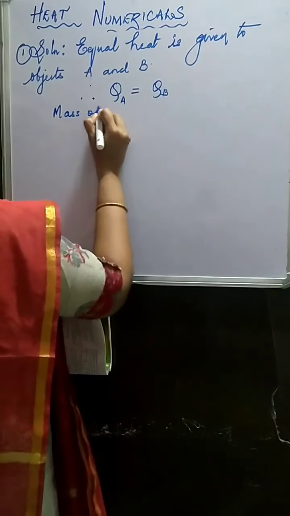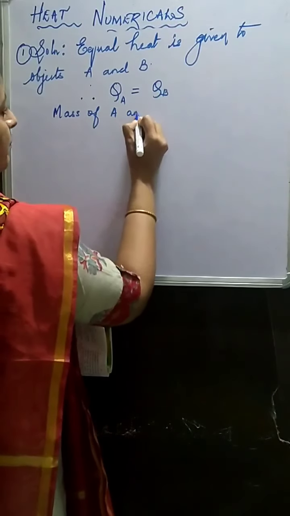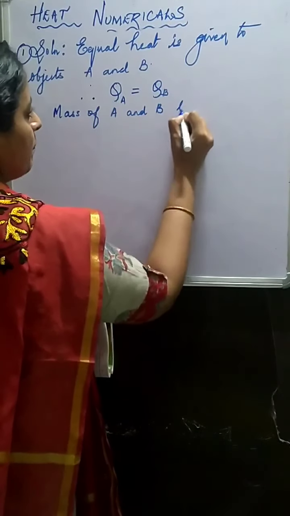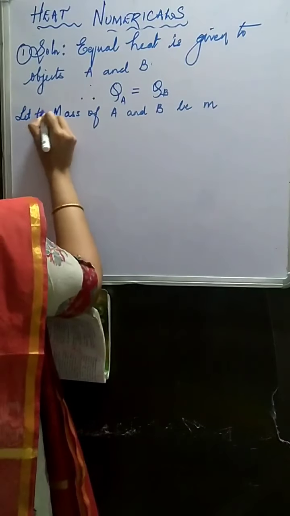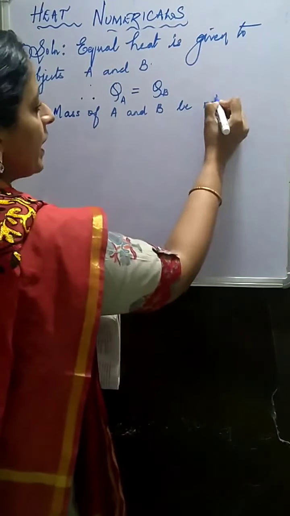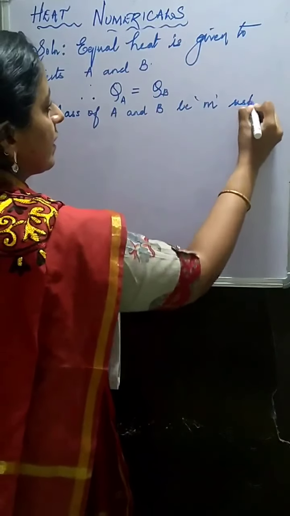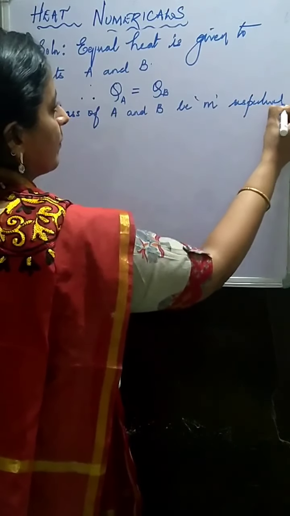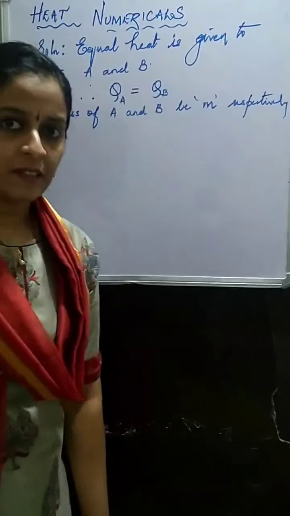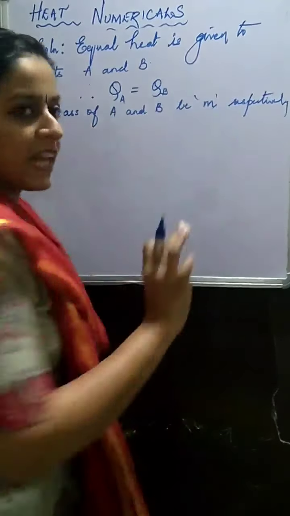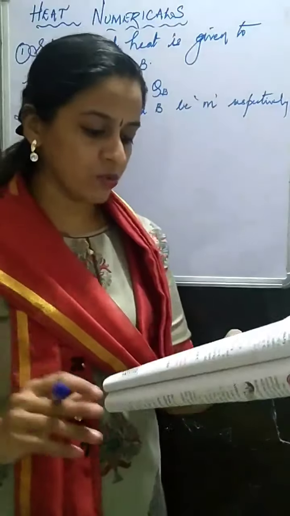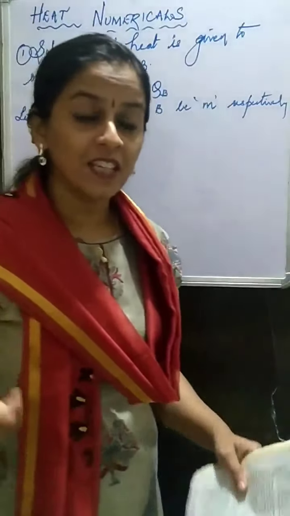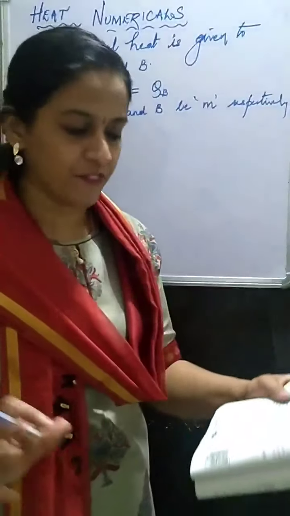Mass of A and B. Okay, let the mass of A and B be M respectively. Fine. Mass is also the same. So you need not take M1, M2, nothing like that. After that, mass is also the same. But temperature is different. No?